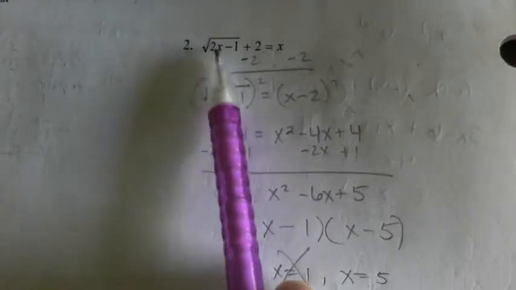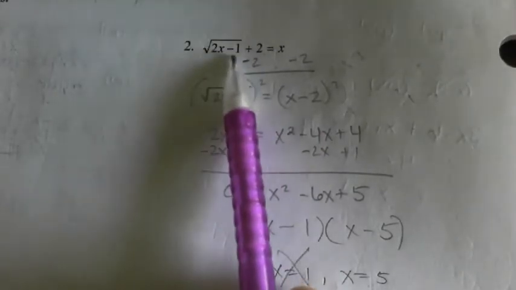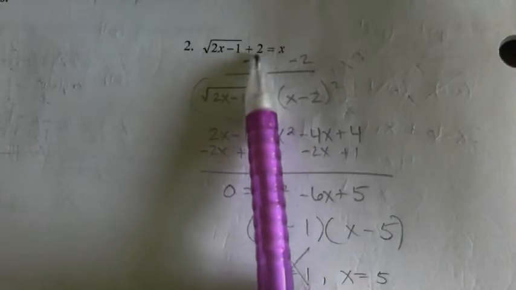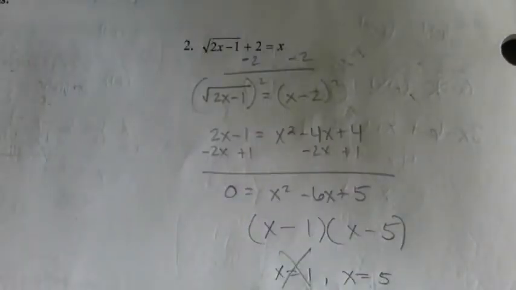5 plugged in. 2 times 5 is 10. 10 minus 1 is 9. Square root of 9 is 3. 3 plus 2 is 5. 5 equals 5. That one does work.